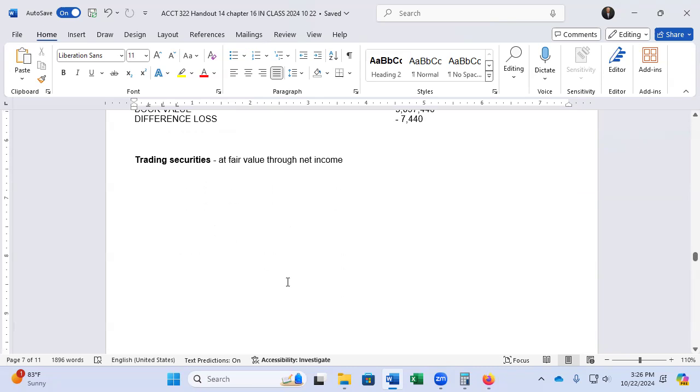Now we're moving on to trading securities. Trading securities are valued at fair value through net income. So we have the journal entry at purchase. This would be a debit to debt investments and a credit to cash.